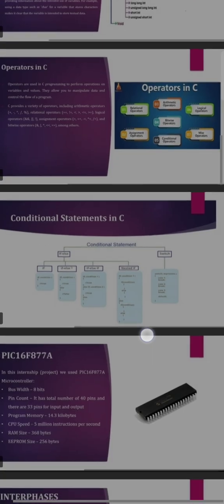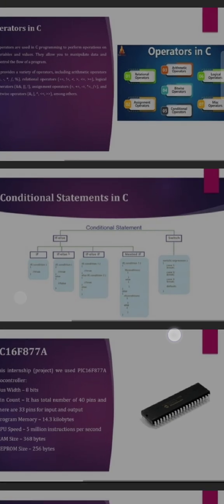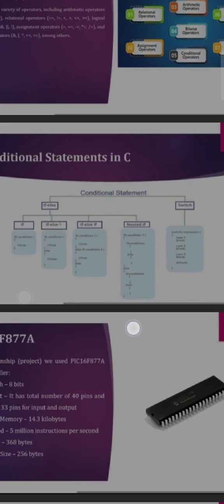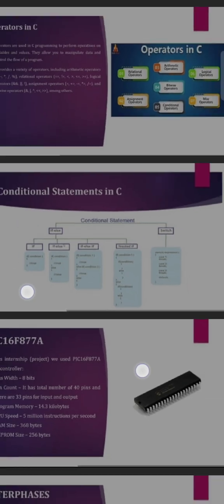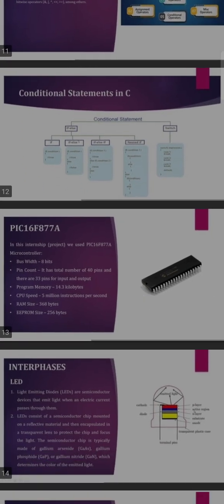Conditional statements in C: if, if else, else if, nested if, and switch. These are loop conditions. If the condition is true, then it will execute the block. If it is false, then it will go to the else statement. After that else statement, the loop will be closed. Nested if and switch case statements are similar.